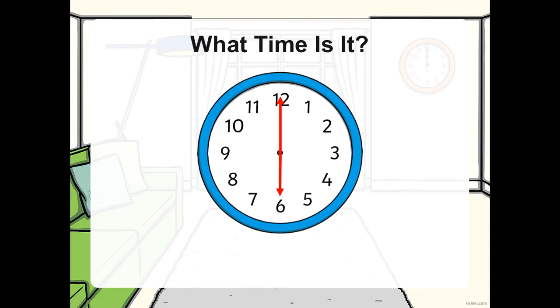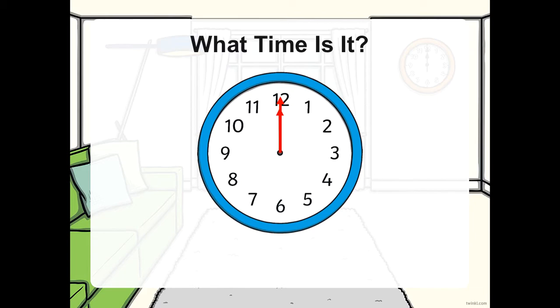What time must this be? Yes, it's 6 o'clock. It's the 6th hour and the minute hand is pointing to the 12. What about this time here? You are doing a fantastic job at reading the time. That's right, it's 9 o'clock here.